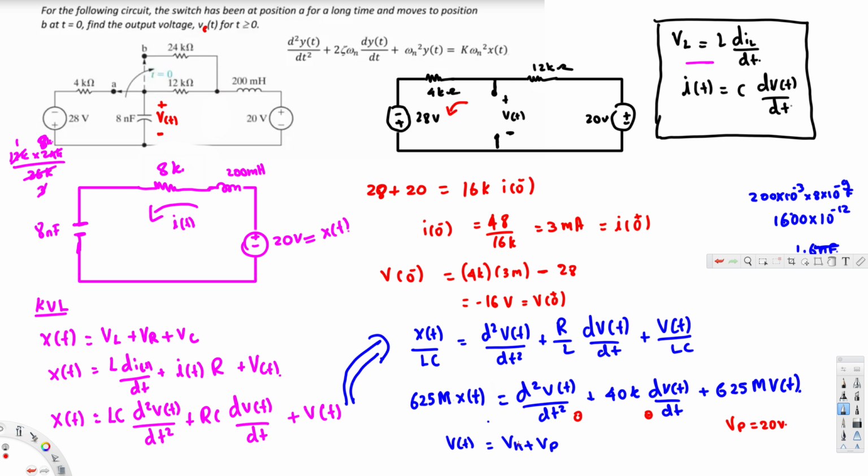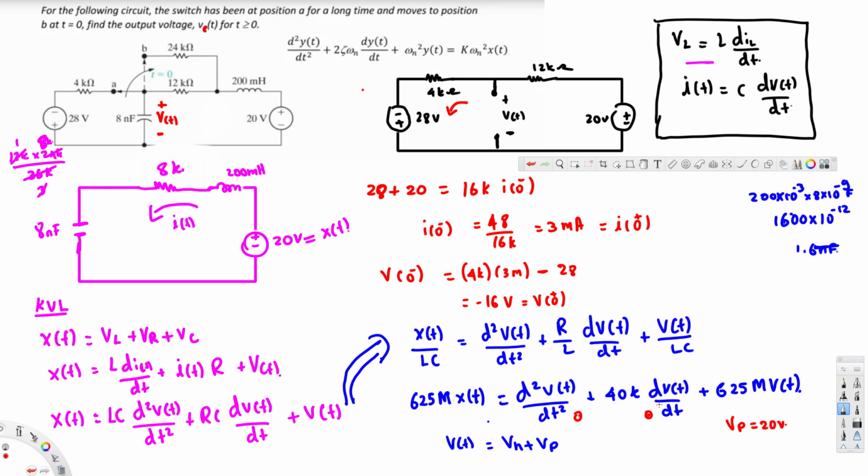To find out the homogeneous solution, we take the characteristic equation and find the real roots. Before we do that, we have to know what kind of system this is, because there are 3 kinds of system: overdamped, underdamped, and critically damped. It depends on what zeta value you have. So we have to check the zeta value to find out what kind of system this is.